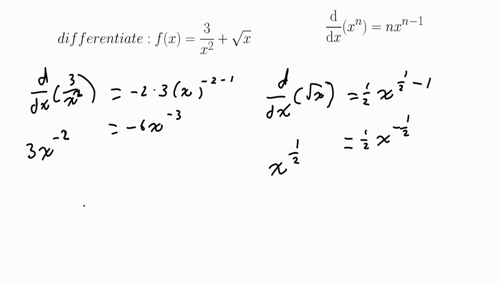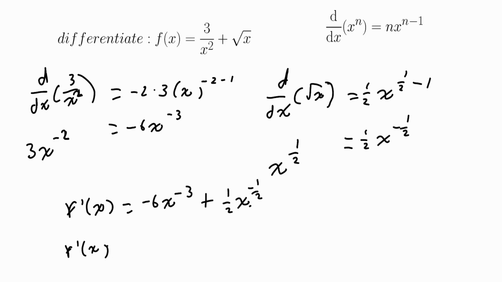And so if we take the full derivative, we have f prime of x is equal to negative 6 x to the negative 3 plus 1/2 x to the negative 1/2. And this is a perfectly acceptable answer, but if your teacher doesn't like it and they want you to simplify, we can do that simply.